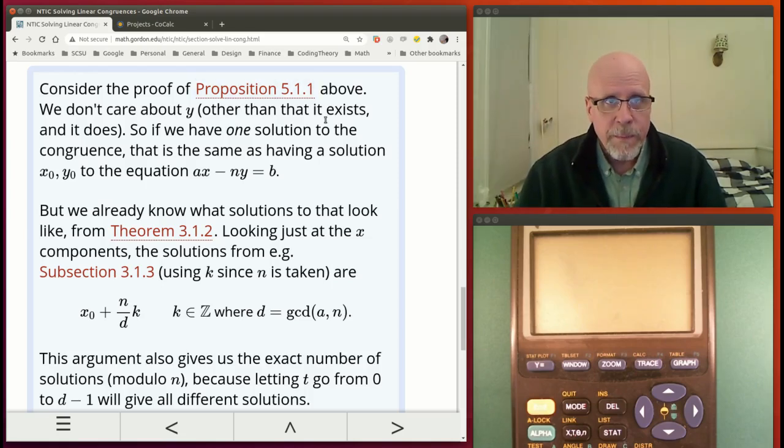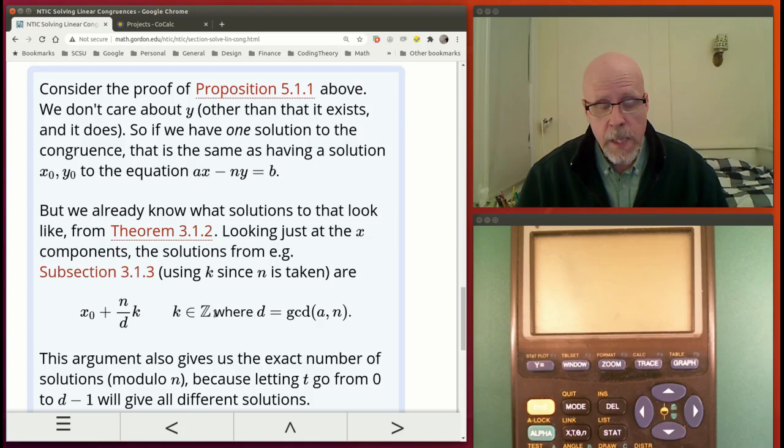the divisibility thing works out. So, well, suppose you have one solution. That's the same as having a solution x naught, y naught to this equation. Fine. We've got a theorem from chapter 3 that tells us what those things look like. They look like x naught plus n over d times a constant. And the k is just any integer.